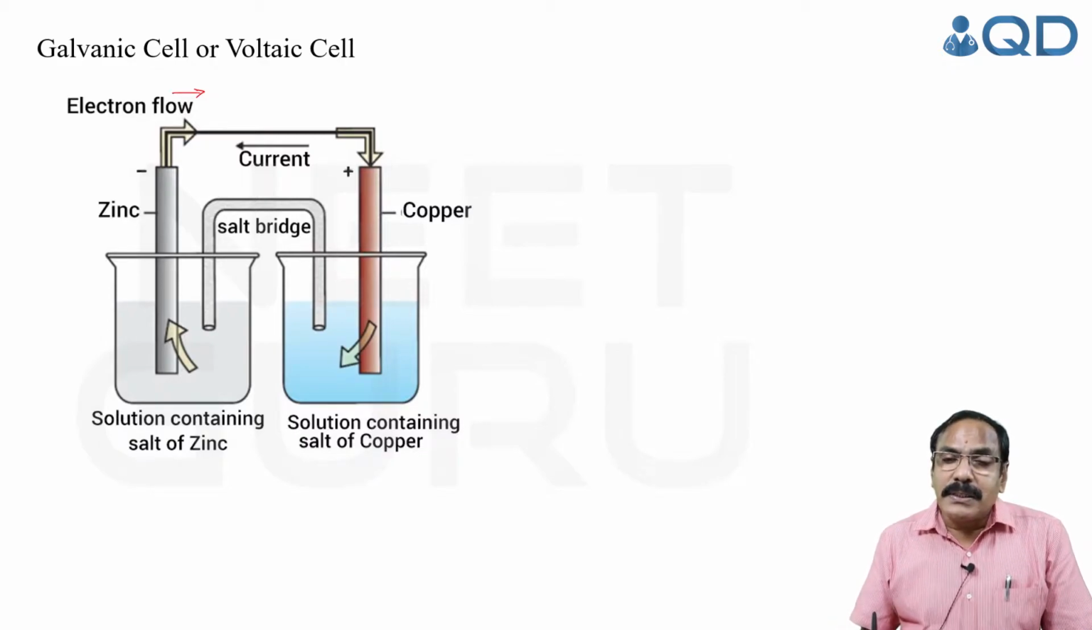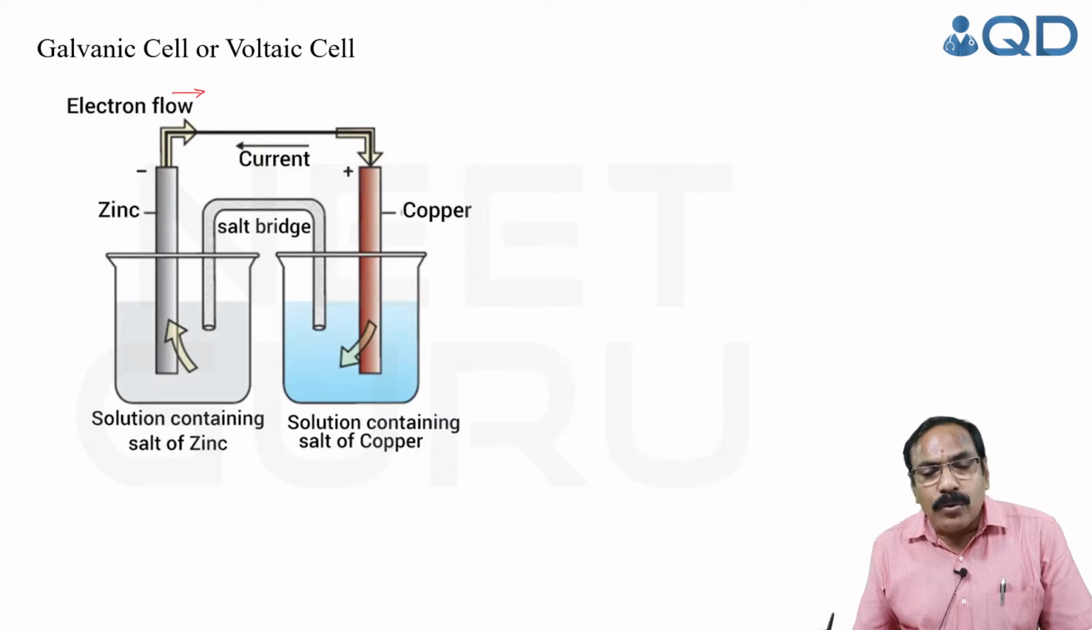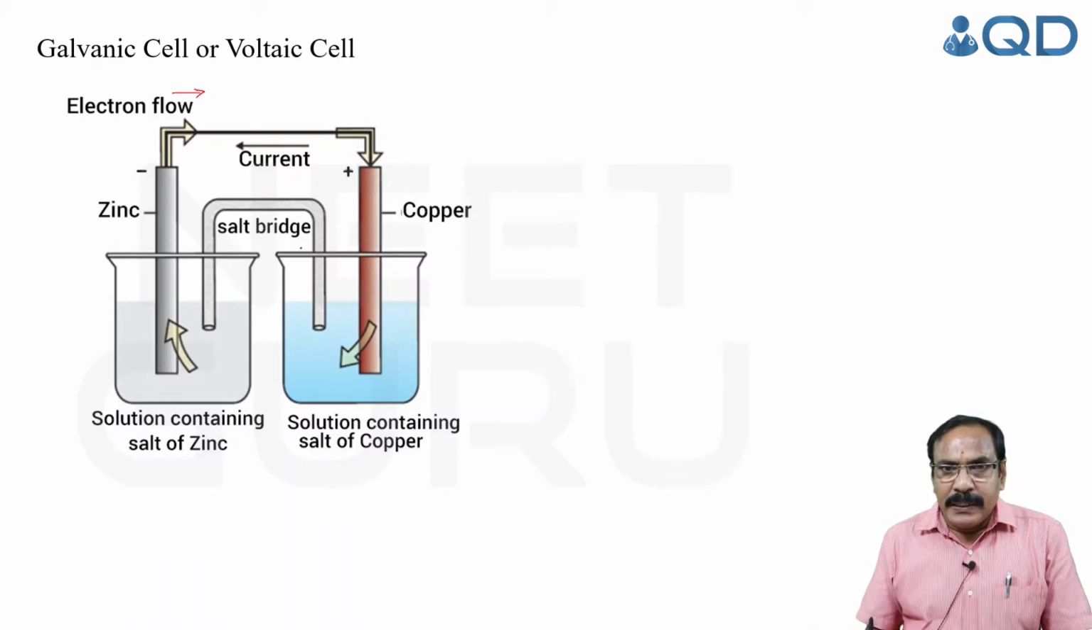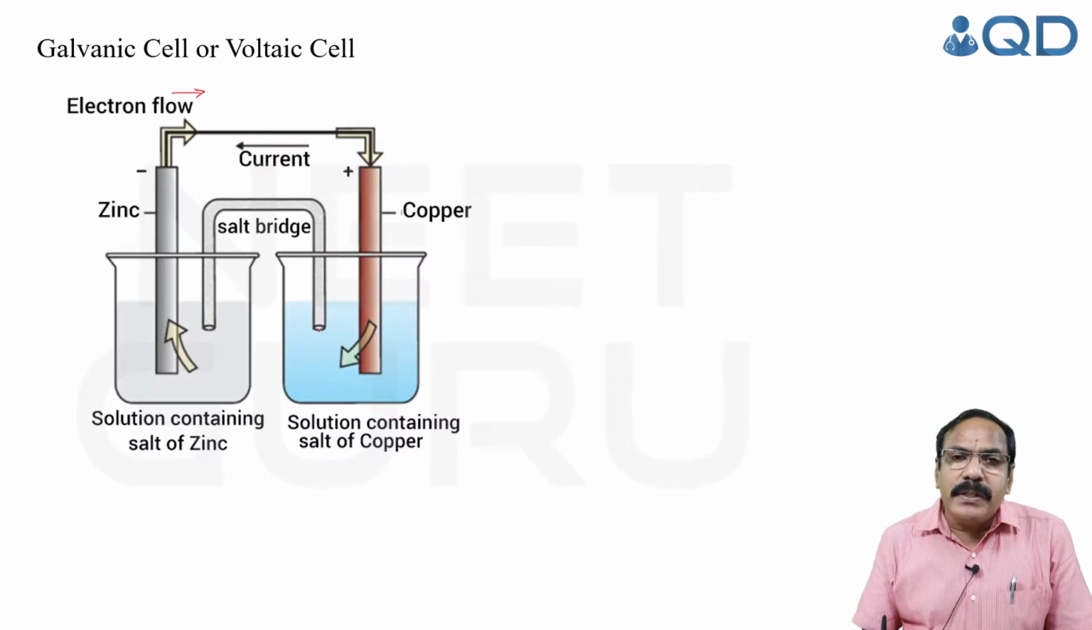A galvanic cell consists of two half cells. One is the anodic half cell where oxidation takes place, and the other is the cathodic half cell where reduction takes place. The most important thing is that the anodic half cell and cathodic half cell never come in direct contact. The contact is made through an arrangement called a salt bridge. It is an inverted U-shaped glass tube which is filled with a paste of saturated potassium chloride in an agar-agar gel medium.